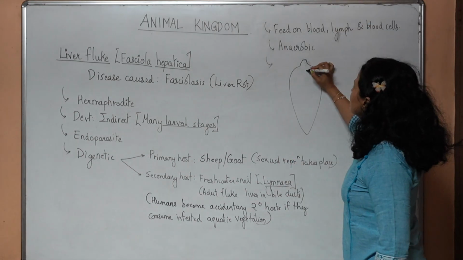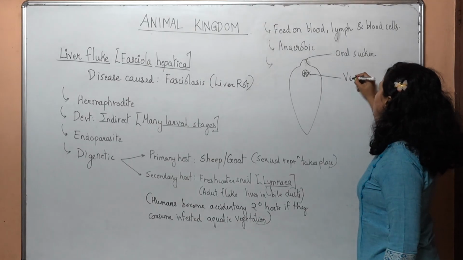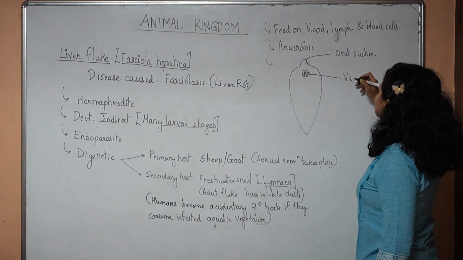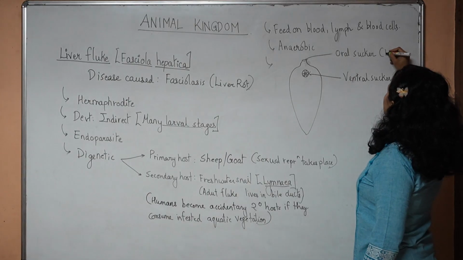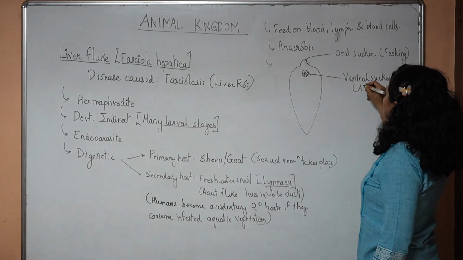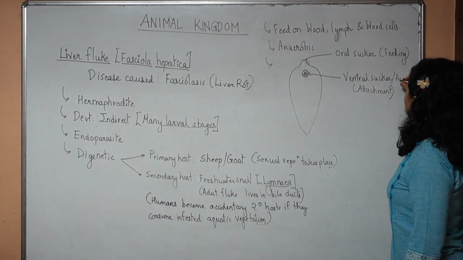Anaerobic. This is the diagram from NCERT. There are two suckers here. One is called the oral sucker, one is called the ventral sucker. Oral sucker is meant for feeding and ventral sucker is meant for attachment. Ventral sucker is also called as acetabulum.